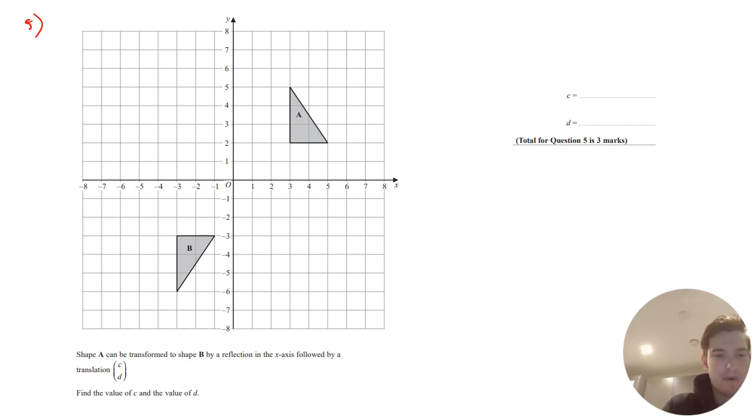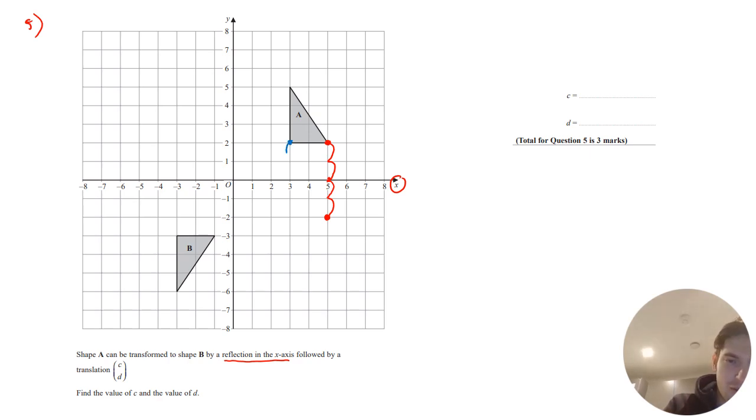Okay, this was question 5. And it said shape A can be transformed to shape B by a reflection in the x-axis, followed by a translation CD. And I need to work out the value of C and the value of D. Okay, so I think it makes sense to do my reflection first, reflection in the x-axis, so that is here. So how do I do this? Well, I take all of the points one at a time, and I see how many I need to go to get to the x-axis. So let's take this one first, 1, 2. So I'm going to go 2 down, 1, 2. So it ends up there.